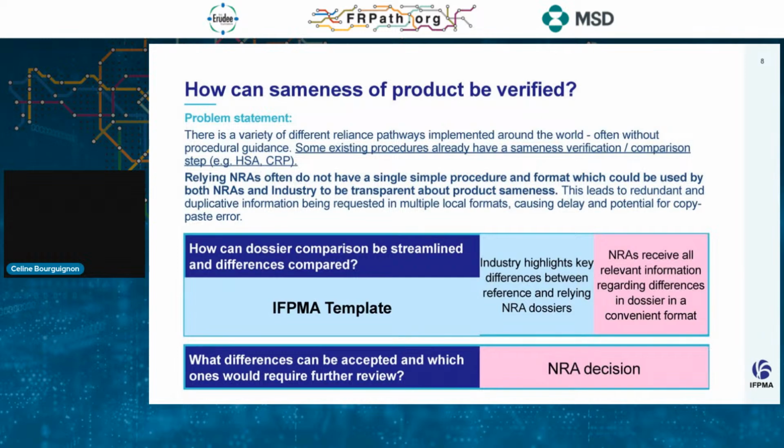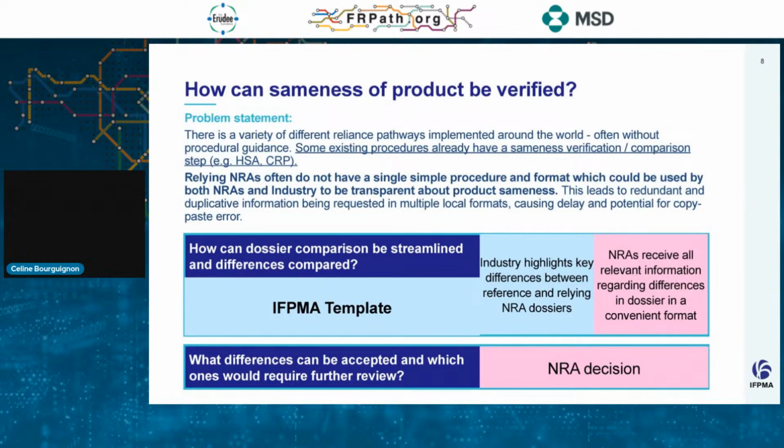How can we verify the sameness of products, right? There is a variety of pathways, and relying NRAs often do not have a single precedent format that could be used. And as an industry, we need to be transparent about product sameness, what is identical and what are the differences that we have in the dossier and why they're justifiable. This leads to redundant and duplicative information being requested in multiple formats, but also, we believe it may be very difficult to read and understand those differences when you're a reviewer sitting in a regulatory agency.